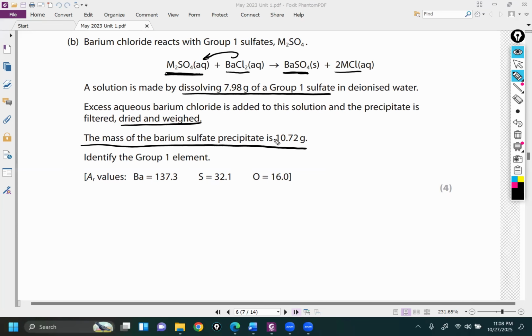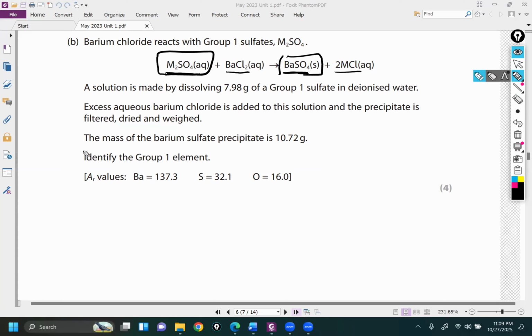is 10.72. So two compounds, or two values, are given. One is the mass of this and one is the mass of this. These are the given values. Now, what is the question? The question is, we have to calculate the mass, we have to find out which group 1 element this is.